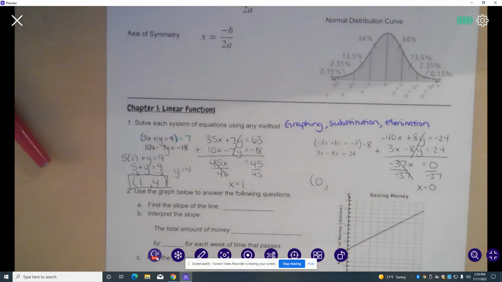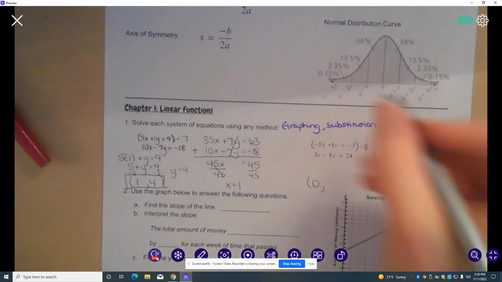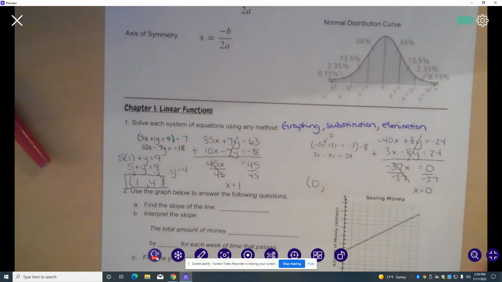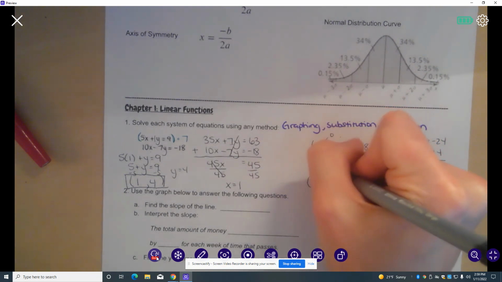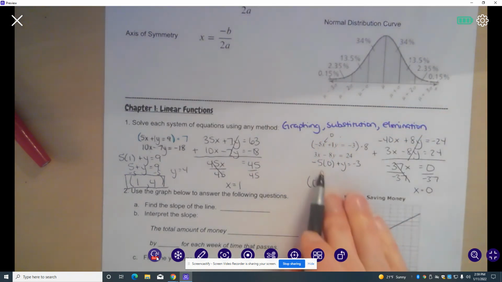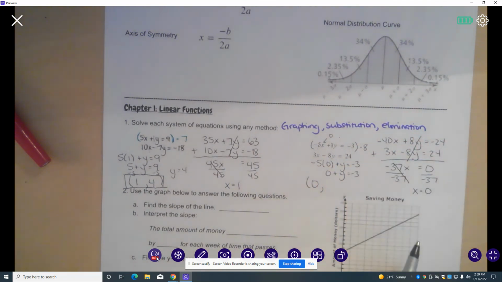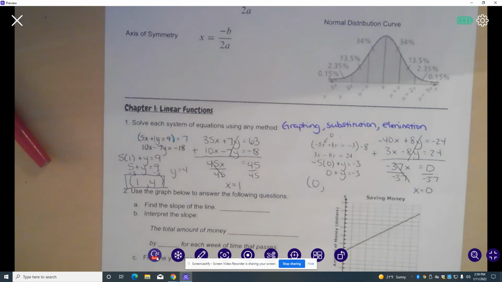So like before, I need to now take that value of 0 and plug it in for x to get my y value. I'll plug 0 into the top equation. Negative 5 times 0 is 0. That tells me that y is equal to negative 3.